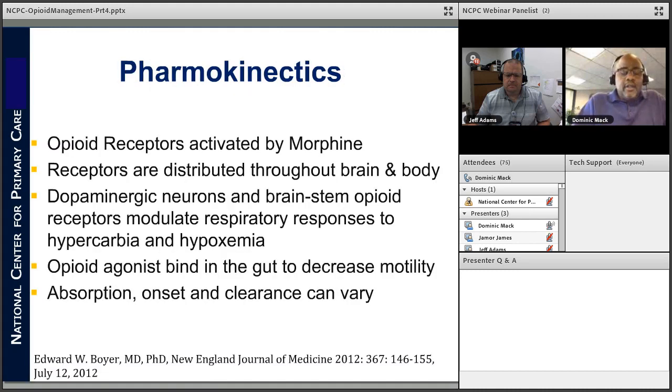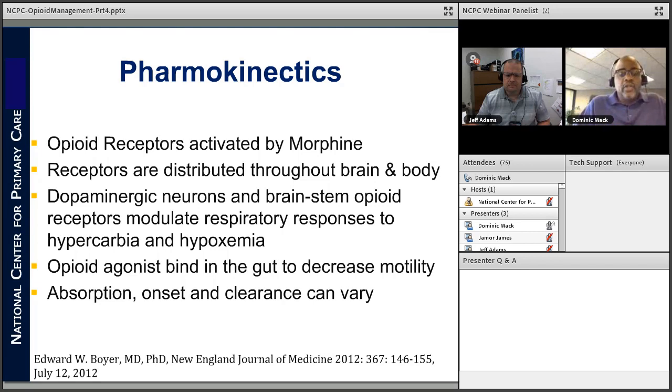So opioids, a little about the neurobiology and the pharmacokinetics, which is the absorption, the onset, and the clearance of medication. The way it works is opioid receptors in the brain, and they're receptors throughout the body, but heroin, for instance, is broken down into morphine. But you have those opioid receptors, and these receptors absorb the opioid, and then the opioid can in turn affect the dopamine within the body.